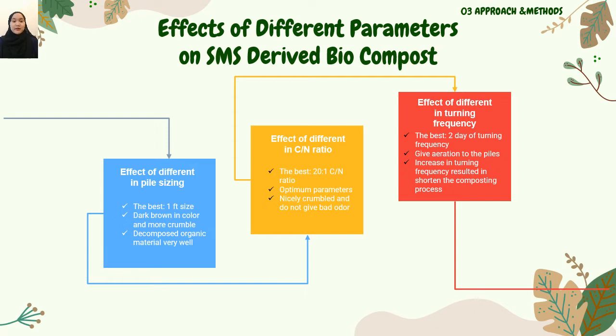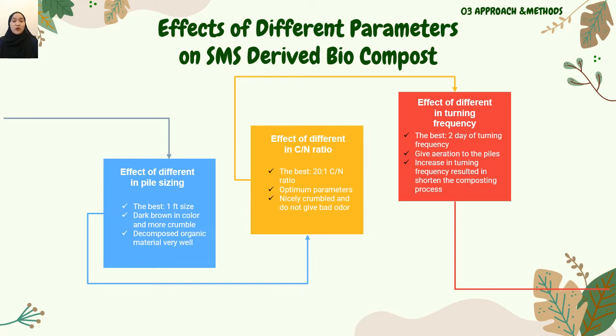For the pile sizing, the best size was 1 feet, where it is dark brown in color and more crumbled compared to the others. The bigger size in this study was 1.6 feet, and this size did not show the best results because the piles were too dry even though the same moisture was given. Thus, microbes cannot work efficiently with dry piles.